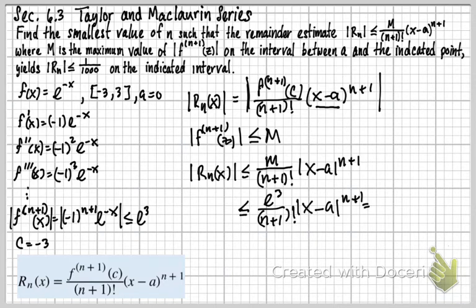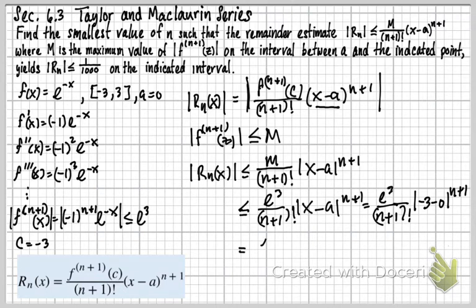So now I'm just going to plug everything in. So it's going to be e to the 3 on top, n plus 1 factorial on the bottom. And this is going to be x. My x is negative 3, remember that? That's what gave me my largest value. And then minus 0 to the n plus 1.